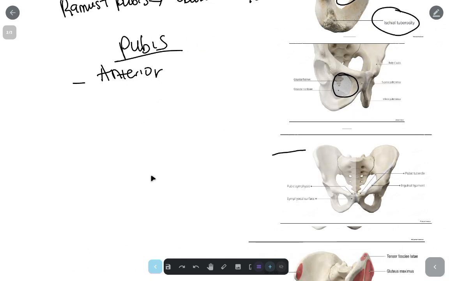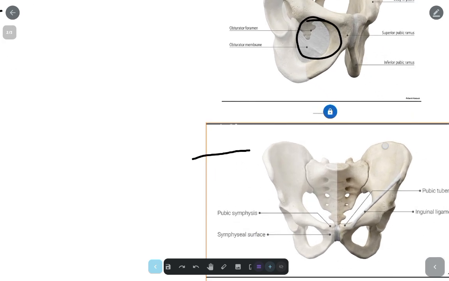There is the presence of the pubic tubercle in the pubic body where the inguinal ligaments attach. Another point you have to know is that the inguinal ligaments attach at the pubic tubercle, but these inguinal ligaments originate from the anterior superior iliac spine. Now look at the anterior superior iliac spine, and this is the pubic tubercle.